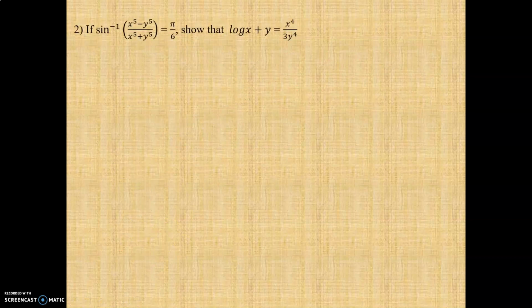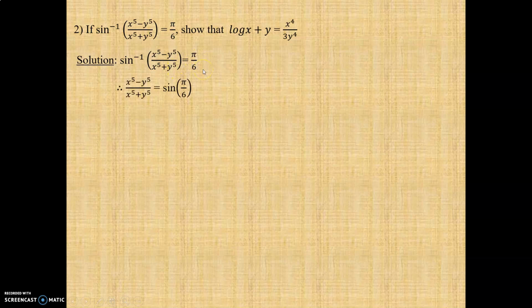Next question is, if sine inverse of x raised to 5 minus y raised to 5 upon x raised to 5 plus y raised to 5 is equal to pi upon 6, show that dy upon dx is equal to x raised to 4 upon 3 into y raised to 4. So we'll consider sine inverse of x raised to 5 minus y raised to 5 upon x raised to 5 plus y raised to 5 is equal to pi upon 6.